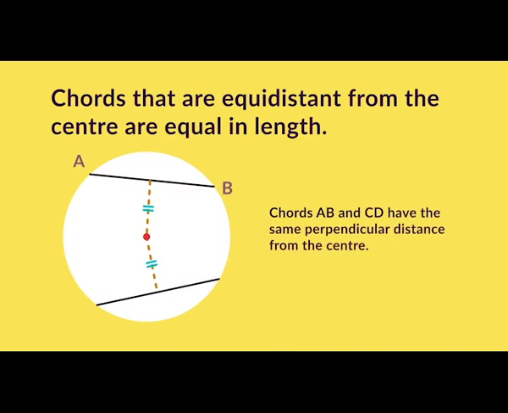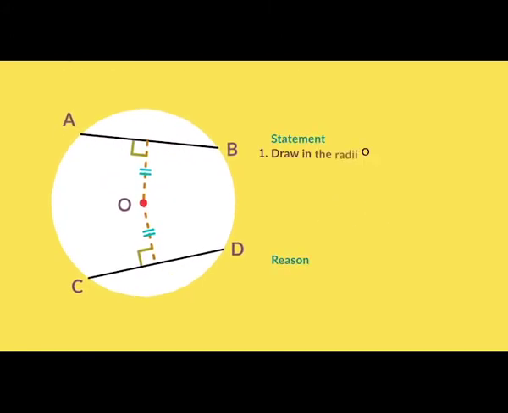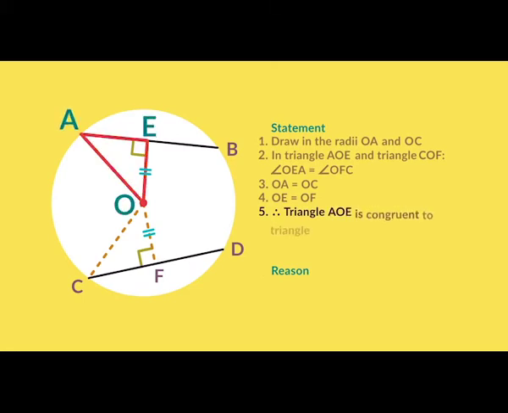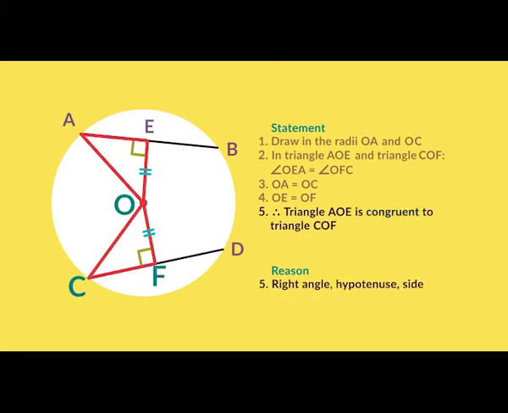This circle has chords AB and CD, both of which have the same perpendicular distance from O. We need to prove that the length of AB is equal to CD. Join OA and OC, the radii. In triangle AOE and triangle COF, angles OEA and OFC are equal because they are right angles. And we know OA equals OC because they are radii. We also know OE equals OF because the chords are equidistant from the center. Therefore, triangle AOE is congruent to triangle COF.